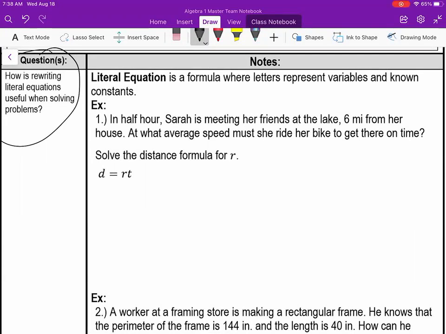So in a formula, we just have letters. There's minimum to no numbers, which makes it really difficult for a lot of people to solve. But what I want you to notice is that you're going to be using the same steps we've been using to solve equations. You're going to stay consistent. You're going to create zeros and make ones, and you're going to get the variable by itself. So it's the same steps. It's just going to look a little different.